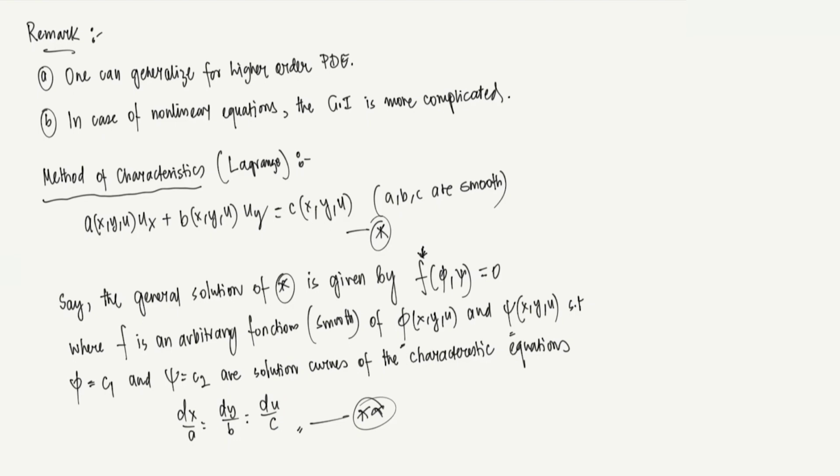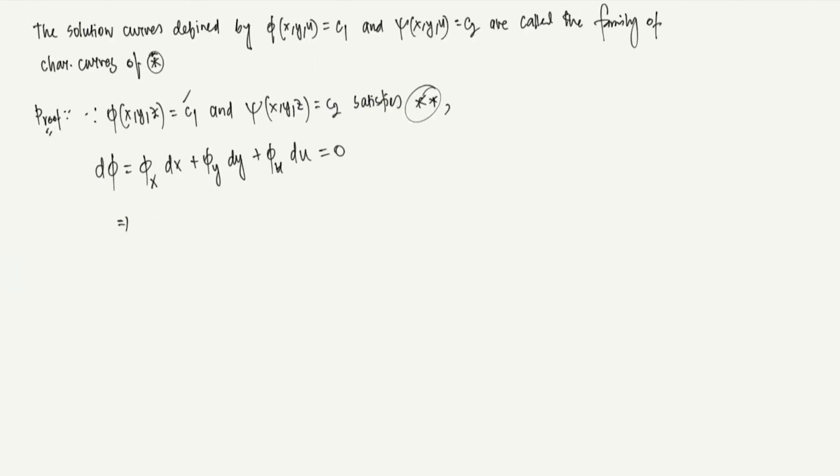Now you see, if you take it to be some lambda, then dx equals lambda times a, dy equals lambda times b, and du equals lambda times c. So basically this becomes a times phi of x plus b times phi of y plus c times phi of u equals 0. Lambda is non-zero, right?